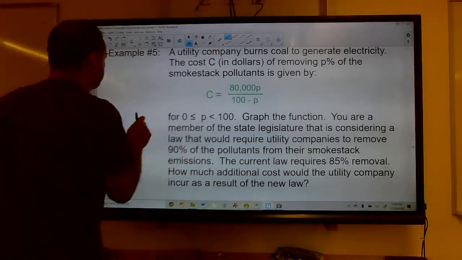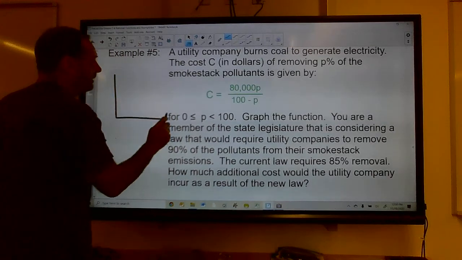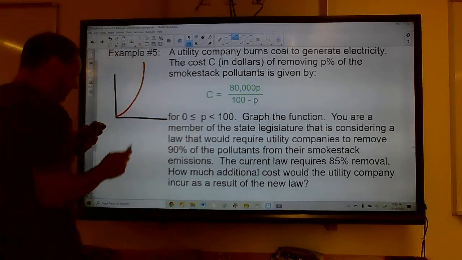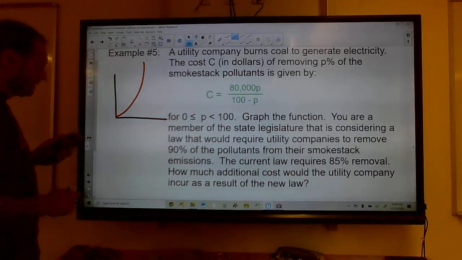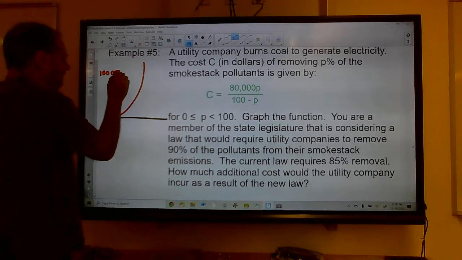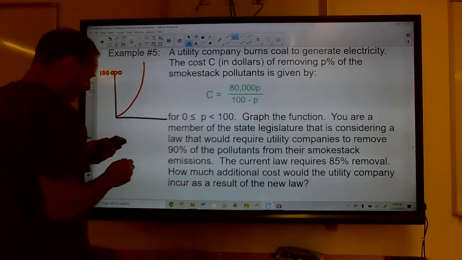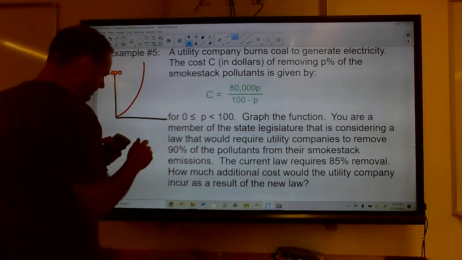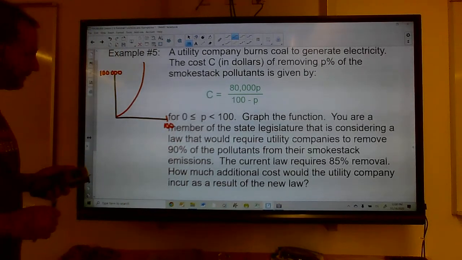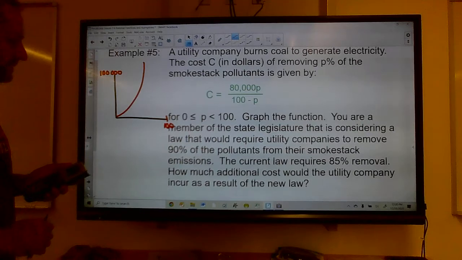Okay, so you can see that your graph goes like this. Goes off the graph here. Okay, and this was 100,000. And this was 100 way over here. Okay, so this goes up into the millions.